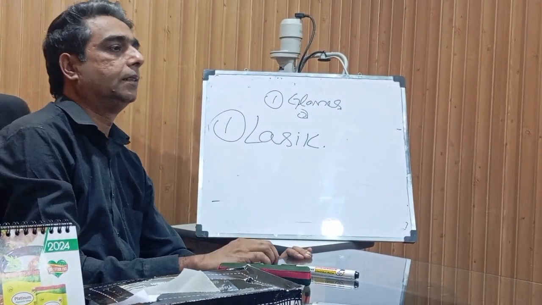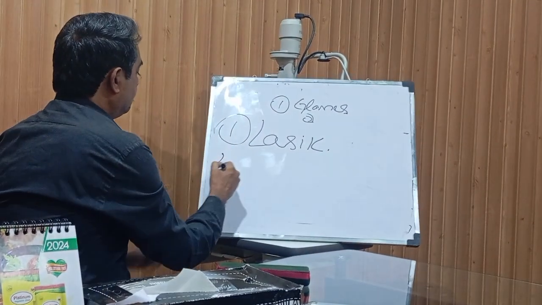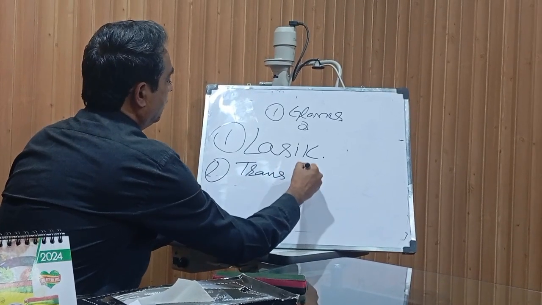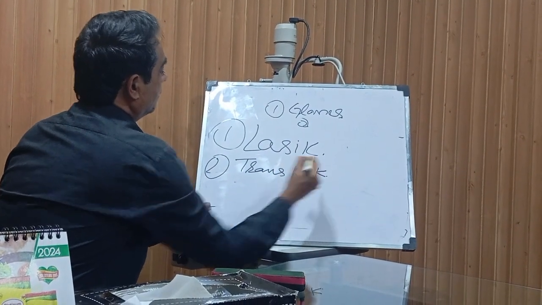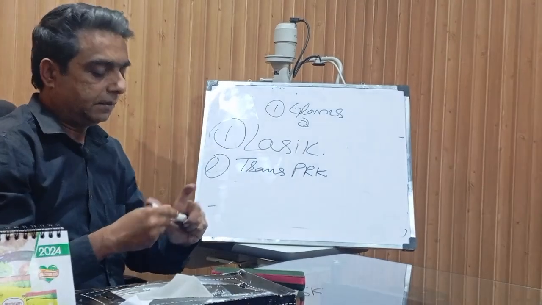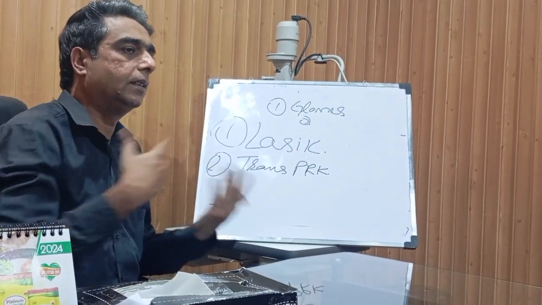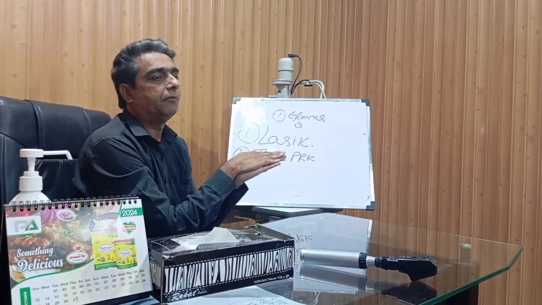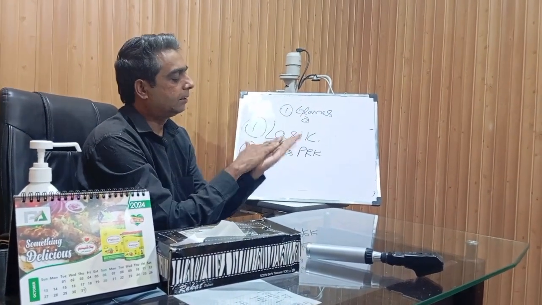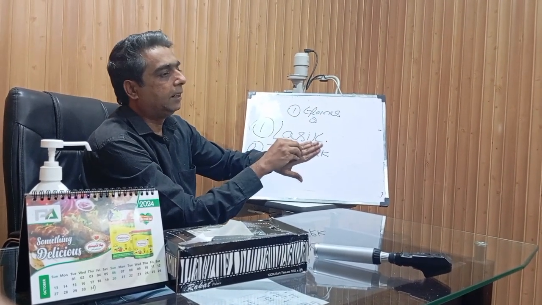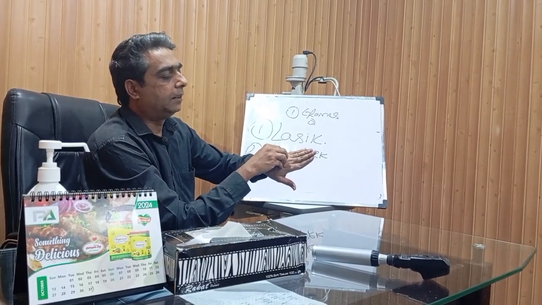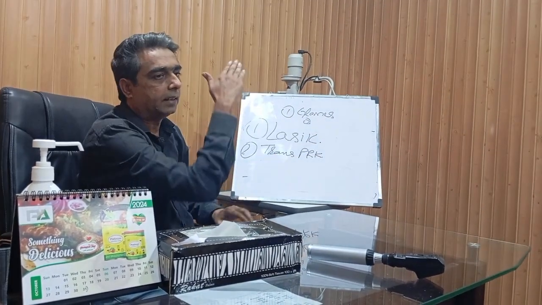And the second procedure after LASIK is trans PRK. It is a relatively older procedure, but the results are equally good. In this procedure, we do not lift the flap. This is the cornea, and we directly apply the laser over the cornea. And by the technology, it flattens the cornea.